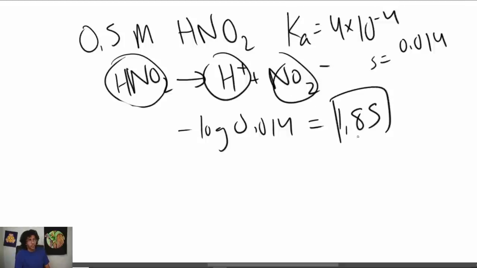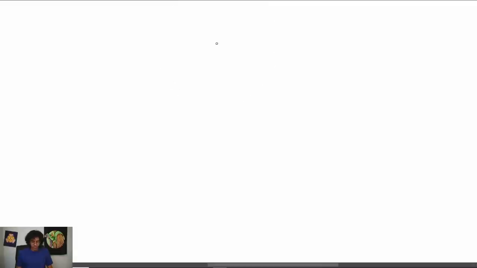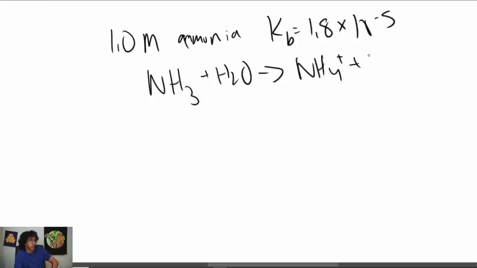1.85 pH, and we are done. Very nice. Okay, why don't we do an example with a base too, just to get it real good. Say we have a 1.0 molar solution of ammonia, which has a Kb of 1.8 times 10 to the negative 5. So essentially our equation is NH3 plus H2O yields NH4+ plus OH-, right?